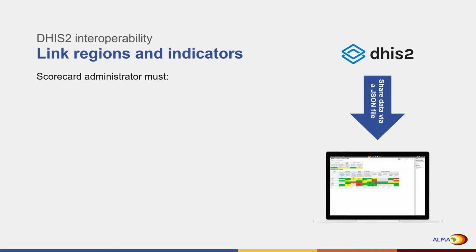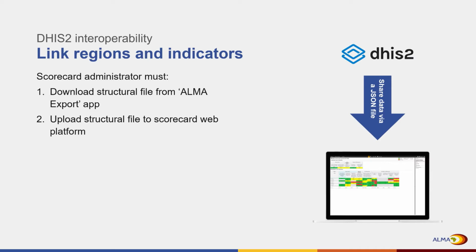After the DHIS2 superuser has completed the 4 steps of the pre-work, the scorecard administrator will be ready to link the regions and the indicators. The scorecard administrator must first download a structural file from the Alma Export app on their DHIS2 account. Next, they must upload that structural file to the scorecard web platform. Then, they will be ready to link the regions and then link the indicators. We will now take a look at each one of these steps in more detail.